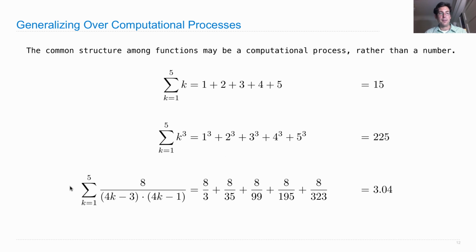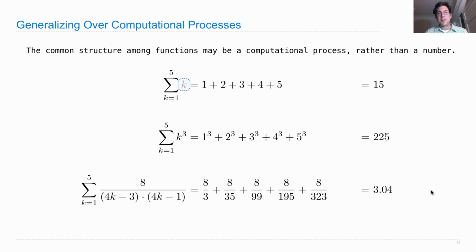And here's the third formula. The sum for k equals 1 to 5 of this expression is these terms, which sum to 3.04. Well, that's interesting. We'll look at this formula with more terms, and we'll see that it eventually converges to the number pi. Okay, so we have 3 formulas.